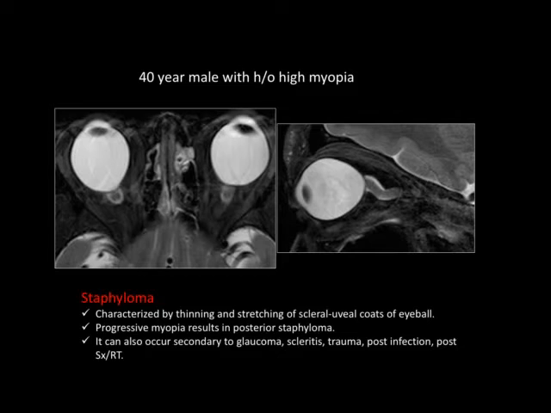A lot of patients will come with brain MRI and myopia. Patients having high myopia can have elongation of the AP diameter of the globe. So this is staphyloma. It is characterized by thinning and stretching of the scleral and uveal coats of the eyeball. Progressive myopia results in posterior staphyloma. It can occur secondary to glaucoma. Glaucoma is another important condition which can give rise to this. Also scleritis, trauma, post-infection or post-surgery. Okay, so this is uniform enlargement.